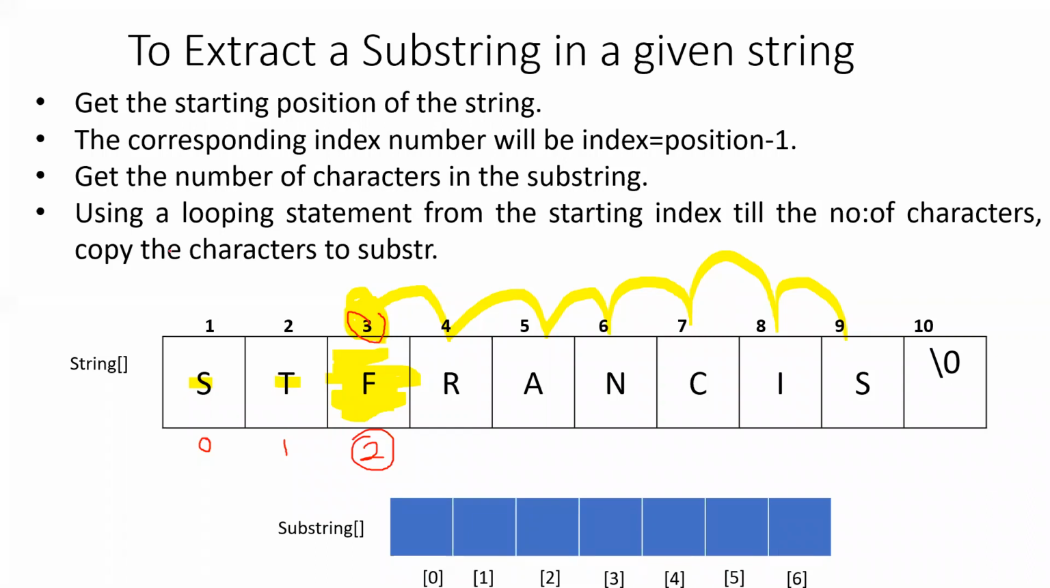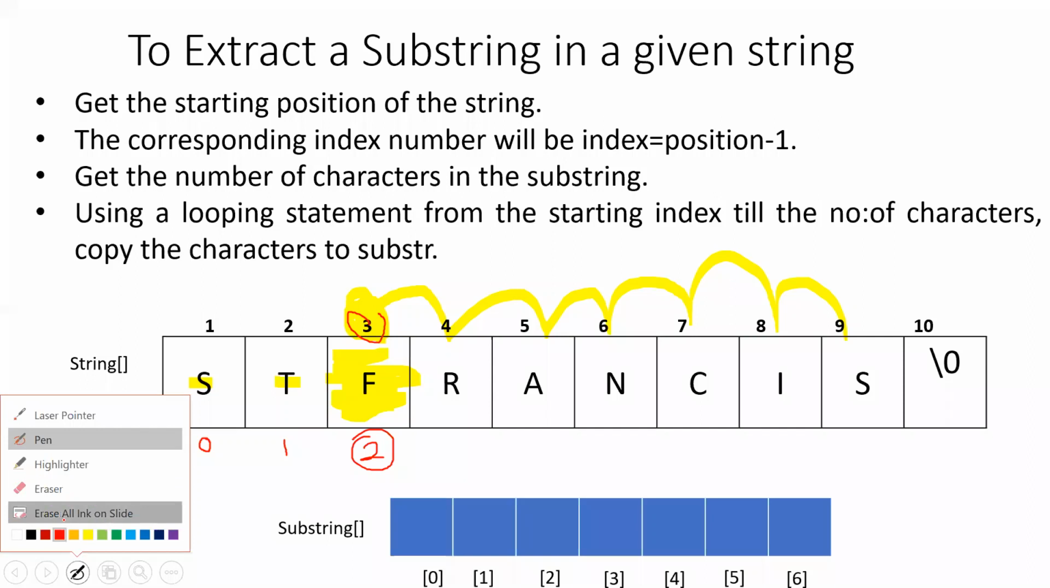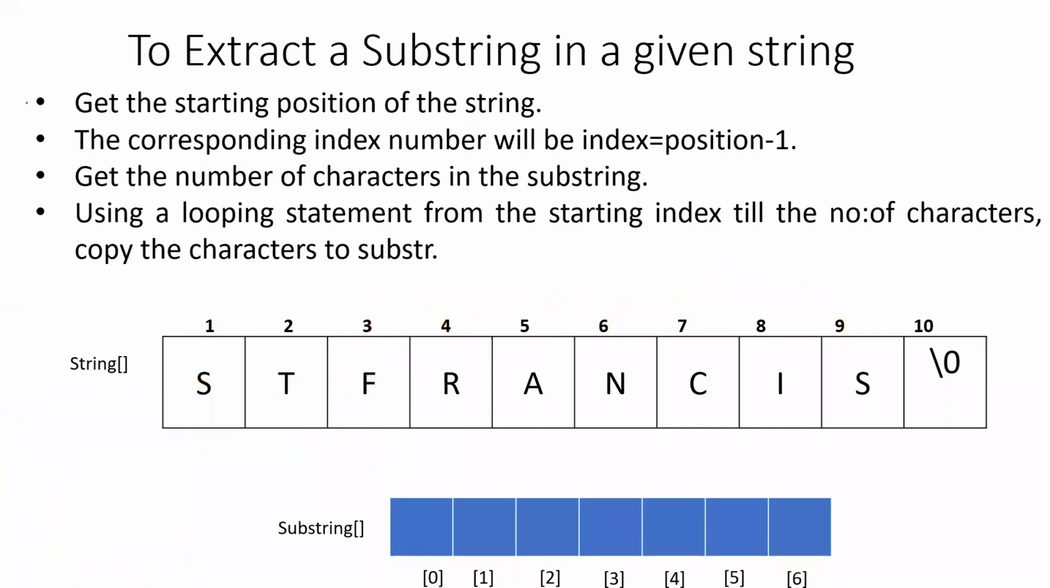So we will see how to write this program. Initially, what we have to ask the user is to enter the starting position of the string. So what will we be entering? We will be entering the position as 3. The corresponding index number for the position will be index equal to position minus 1.